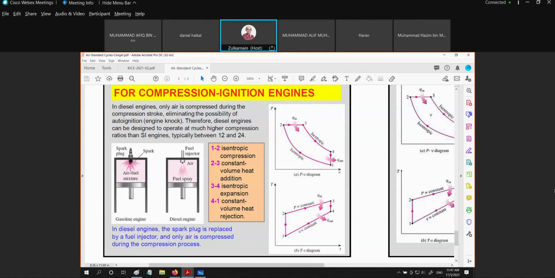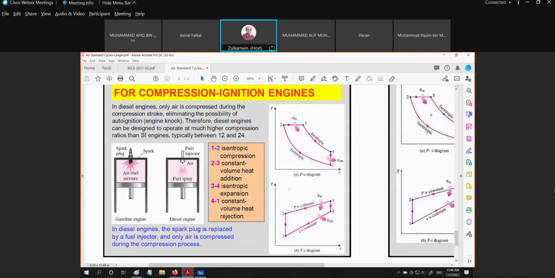Okay, so we need a very high compression ratio. A typical value for the CI engine is about 24, while for the SI engine it is only 12. We know that the compression ratio represents the final pressure after compression and also during the combustion process. That's why the compression ignition engine can produce more power compared to the spark ignition engine. That's why diesel engines are usually applied in heavy vehicles, in trucks, trailers, buses. Usually they use a compression ignition engine, whereby diesel is the fuel.